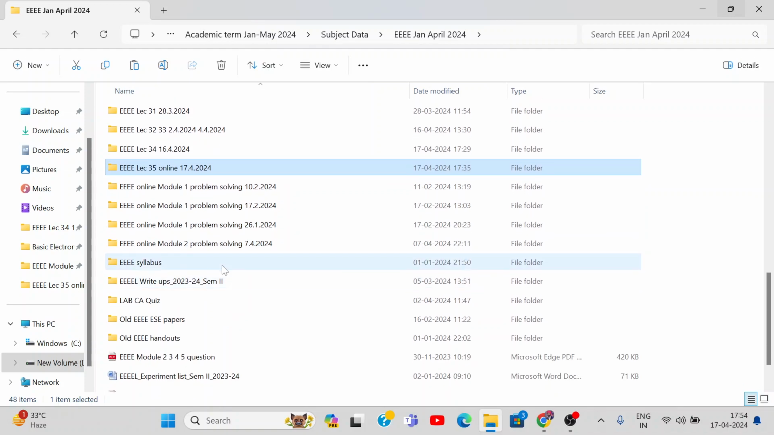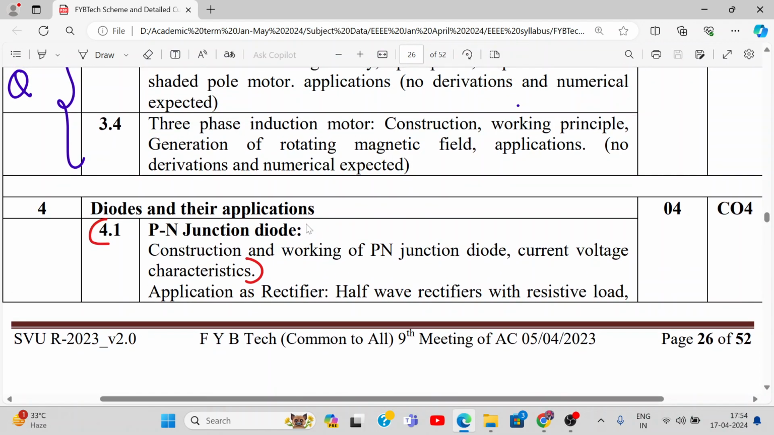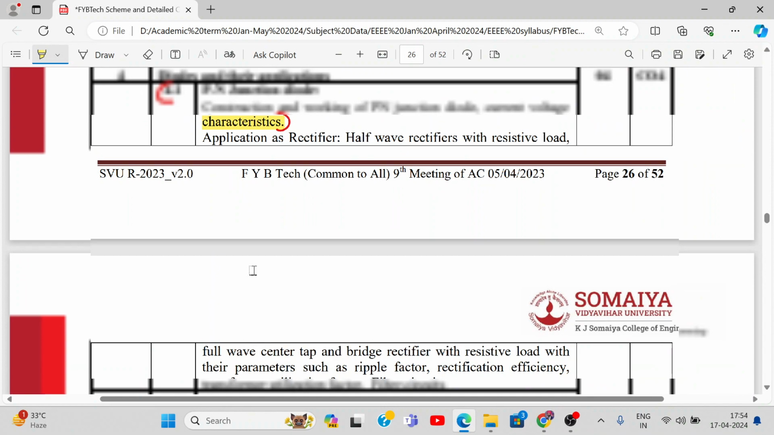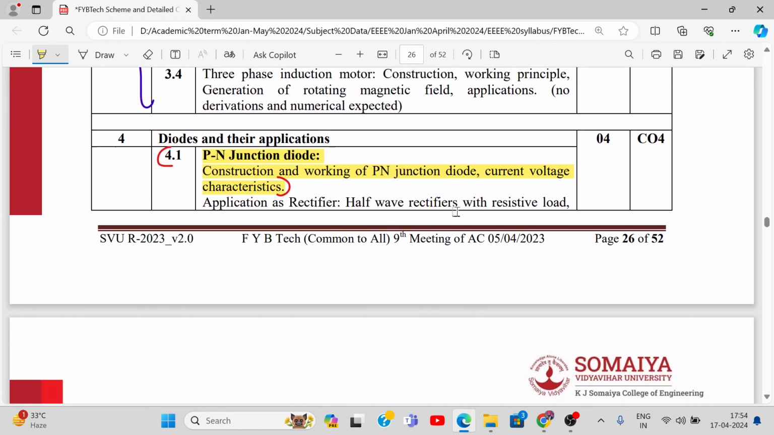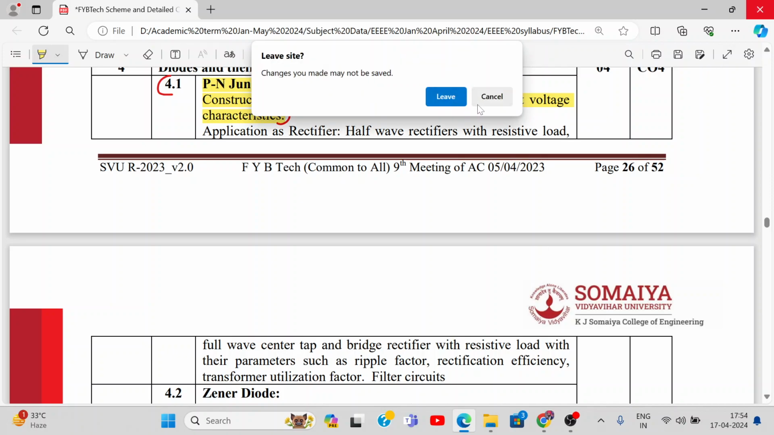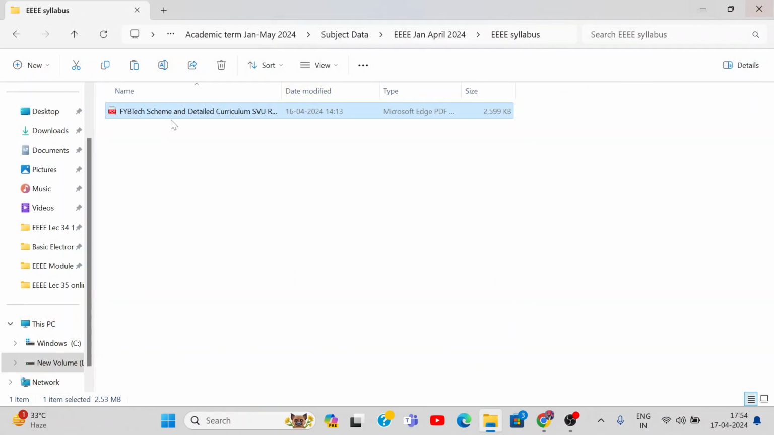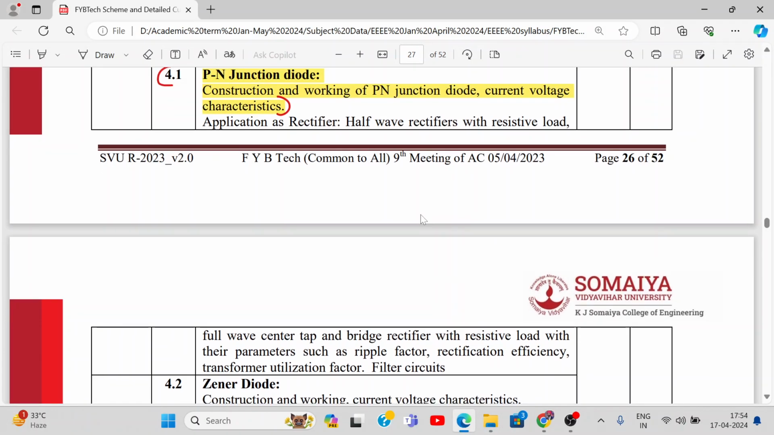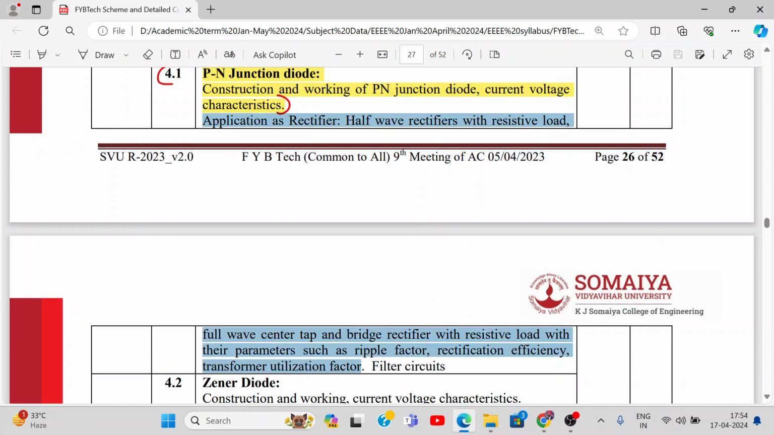Let me show you what we have in our curriculum. Whatever we have completed, I'll mark in yellow color. So we have completed the PN junction diode up till here. Now we'll start with application as a rectifier: half wave with resistive load, full wave center tap, bridge rectifier with resistive load, with the parameters such as ripple factor, rectification efficiency, and transformer utilization factor, and filter circuits. So let me copy this part. This much part is pending. We are trying to cover this today.